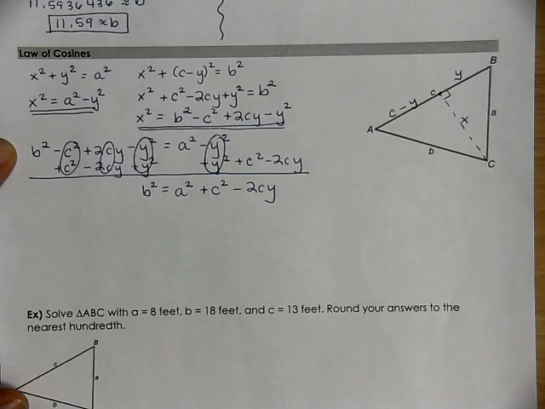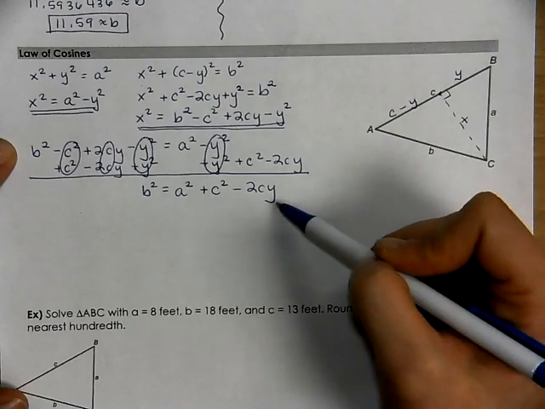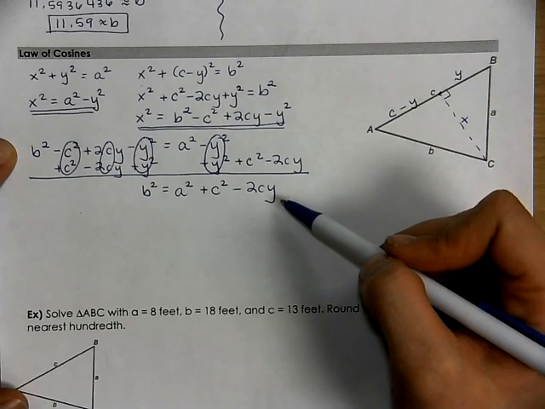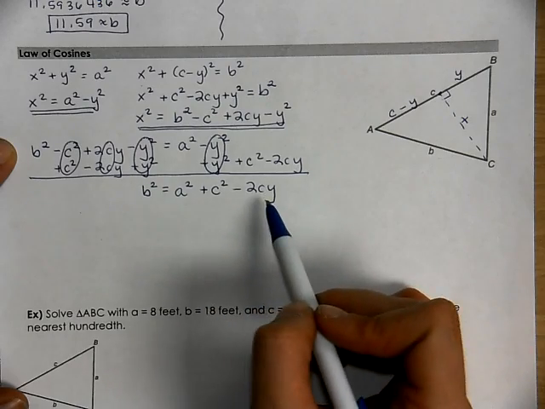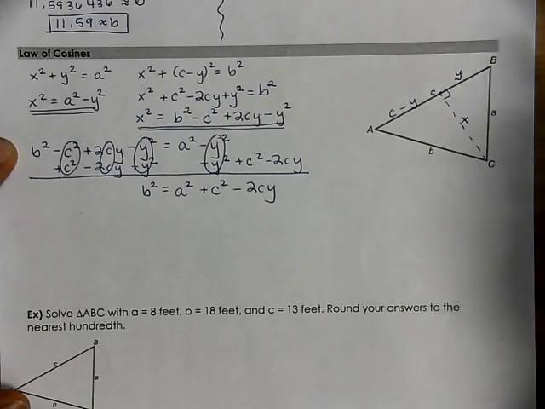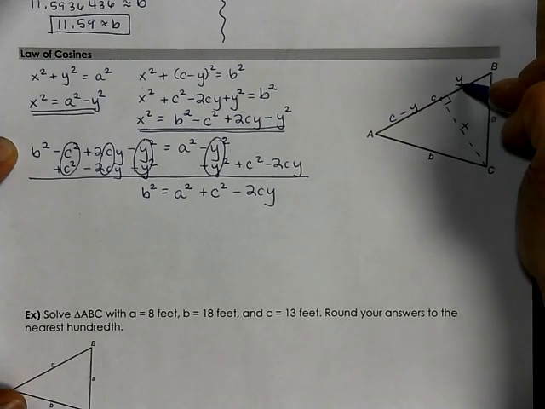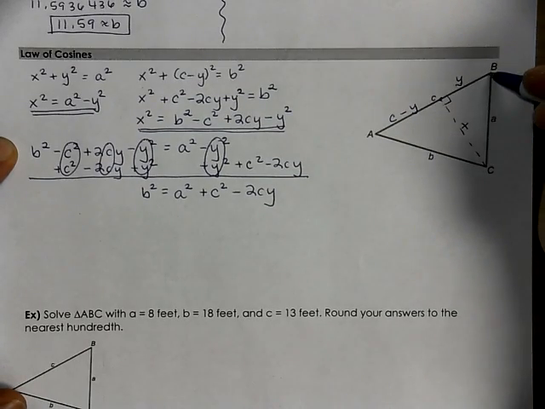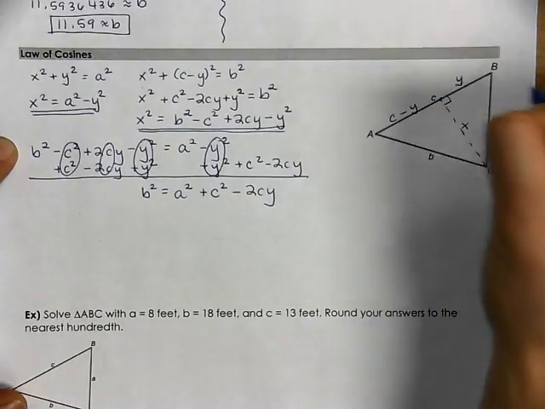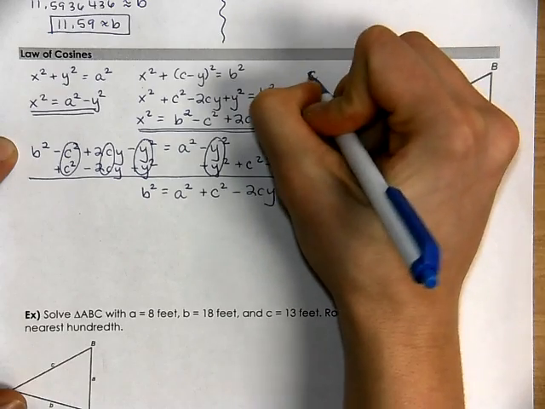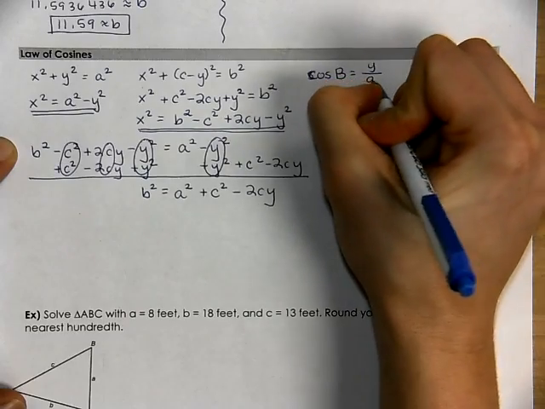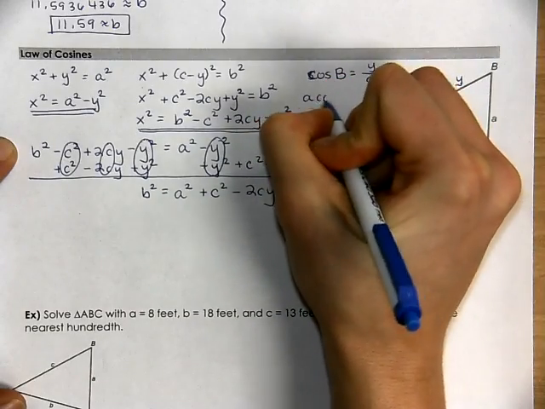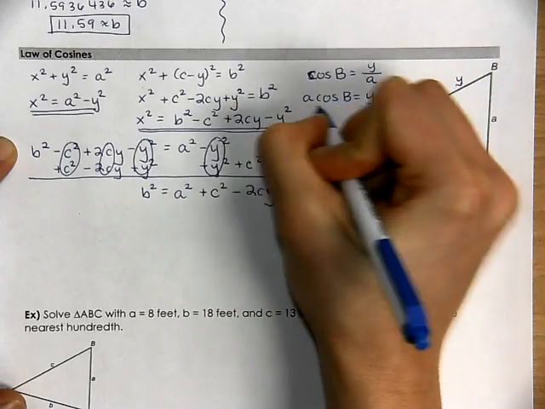Well, we have everything in terms of a, b, and c from the original triangle, but we have this y here. So I'm trying to think, how can I get rid of this y and substitute it with something that involves values of a, b, and c from the original triangle? Well, when I look back to this original triangle, I see that I can relate y and the measure of angle B and side length a. So going back up here, I know that the cosine of B is equal to y over a. So if I multiply both sides by a, I get a cosine of B is equal to y.